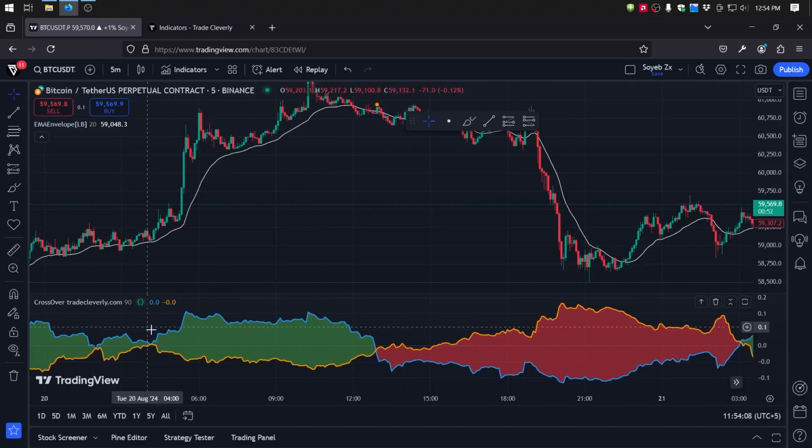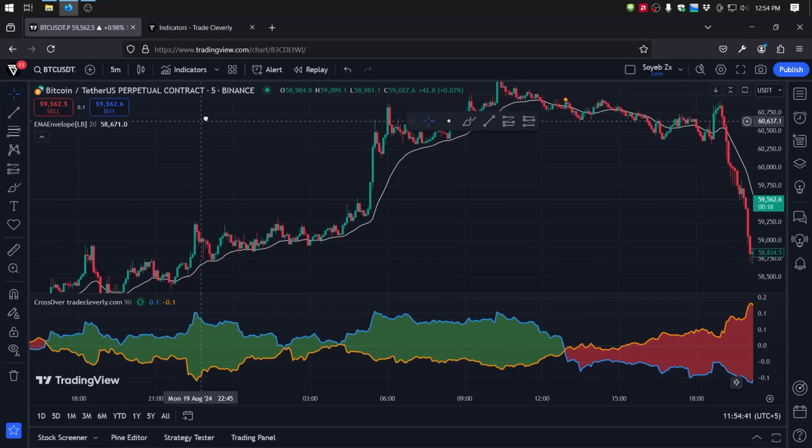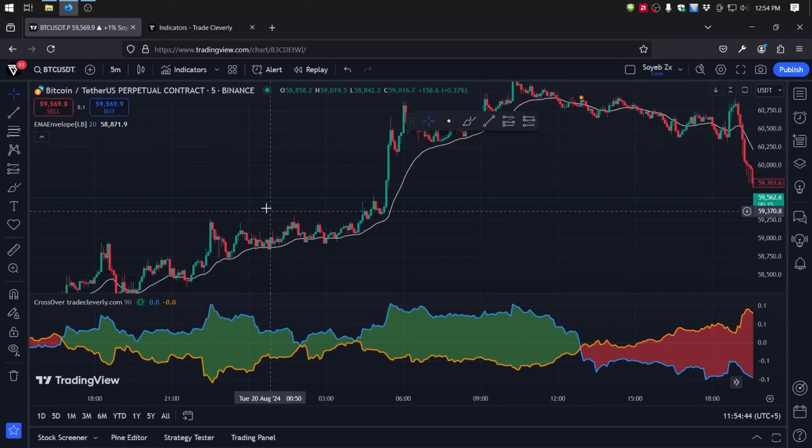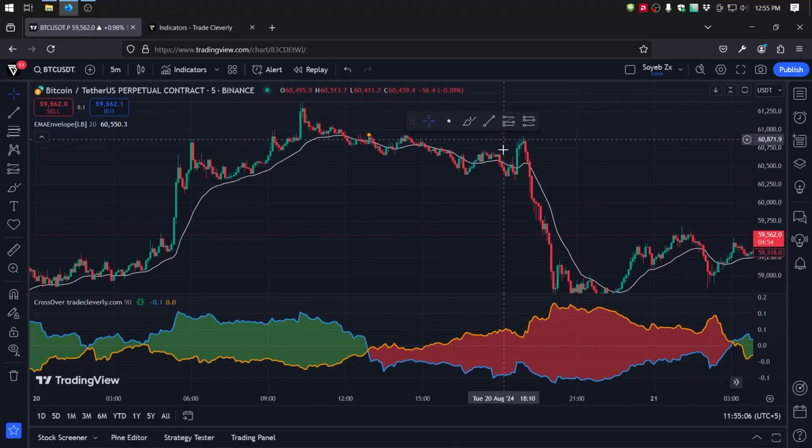When you see the green plot from the crossover, you just look for a buy signal, and when you see the red plot from the crossover, you just look for a sell signal. Then you receive a second confirmation from the EMA indicator. When the price crosses up the EMA line, you decide on a long position, and when it crosses down the EMA line, you decide on a short position.